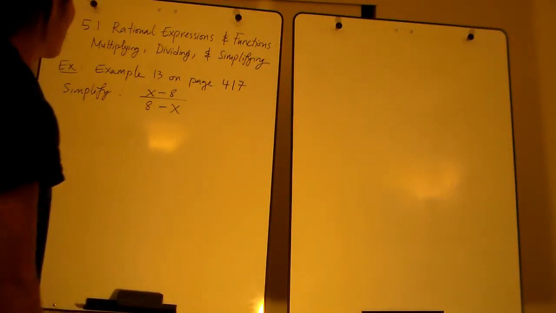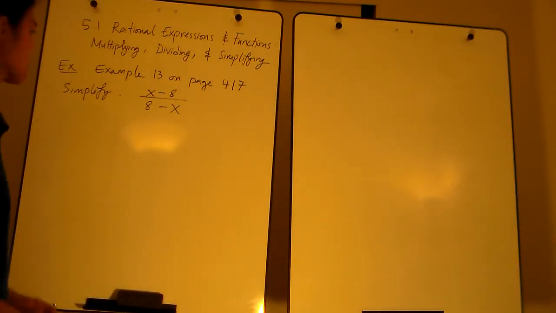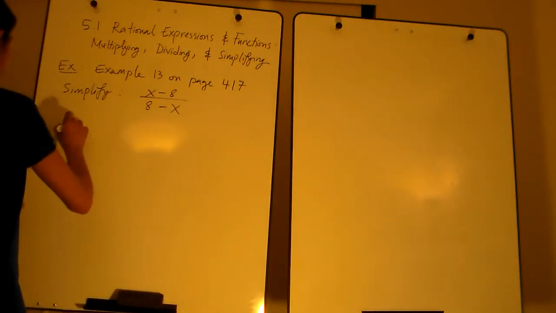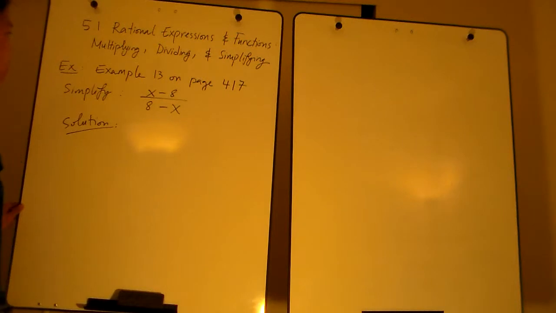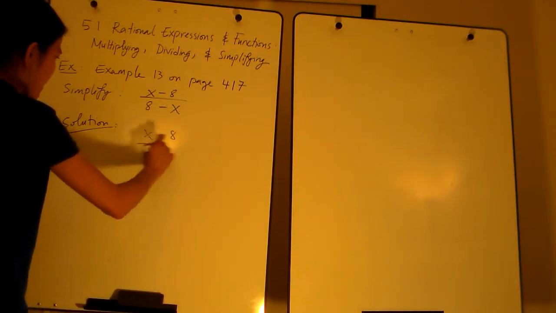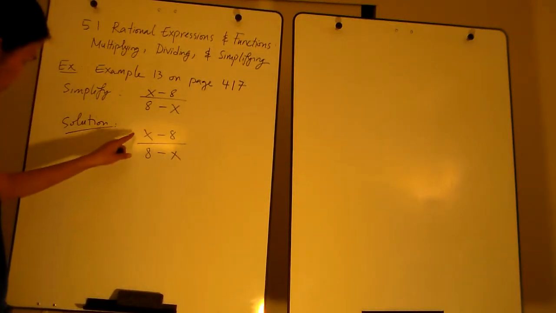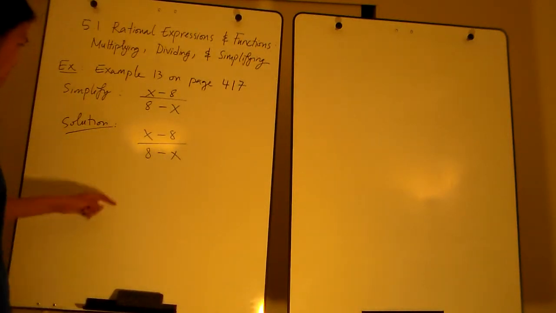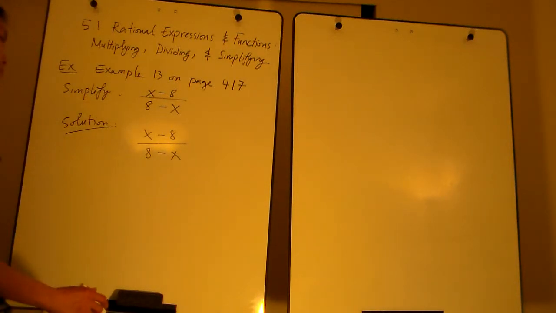Example 13 on page 417. Simplify x minus a divided by a minus x. Solution. As you see, the numerator is x minus a, and the denominator is a minus x. They're very similar, right? The only thing different is that this is x minus a, and this is a minus x.